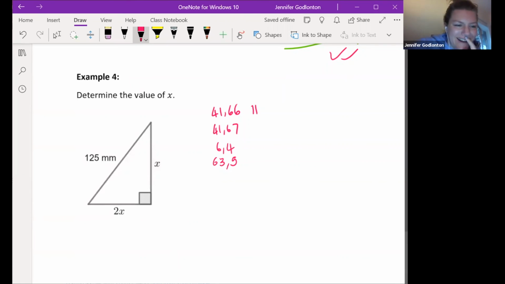63,5, 11,6, 62,5. None of these are right. 42, no. No. 62.5, no. 121, 72,17. I love how everyone is getting completely different answers, but none of the answers are correct.